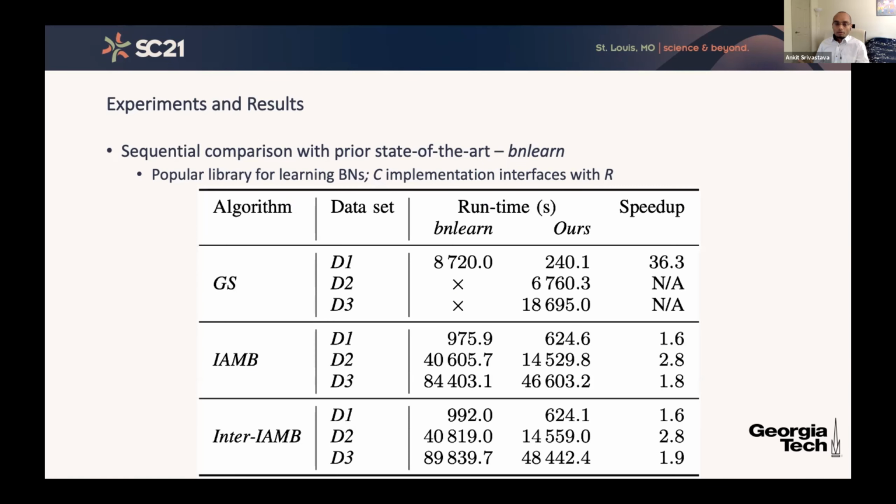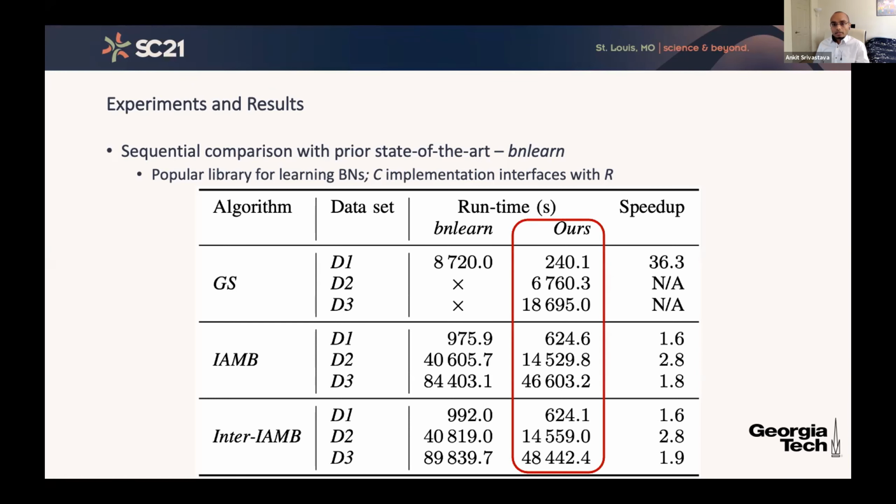When we compared our runtimes with those of bnlearn, we saw that for IAM and inter-IAM, we got up to 2.8x sequential speedup. For GS, we saw that bnlearn could not learn the network for the 2 bigger datasets within 4 days, which is shown by an X for D2 and D3. And so our implementation was much faster than bnlearn for GS specifically.